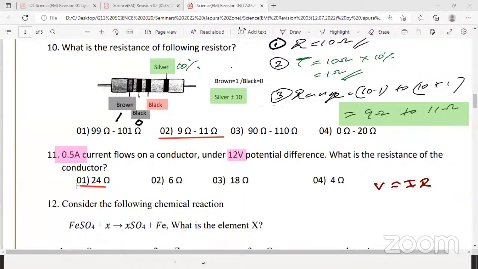Those who have done the calculation and got the answer, you can mark with the red pen the answer, 24 ohms. But let's see how to do. Those who have not done, look at the screen. V equals IR. So R equals V divided by I. Resistance equal V over I.